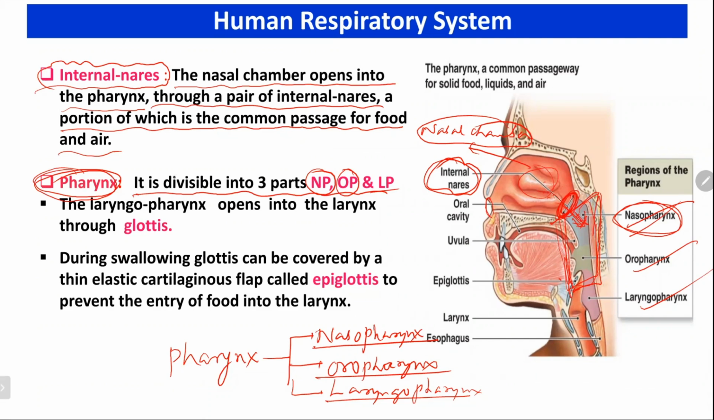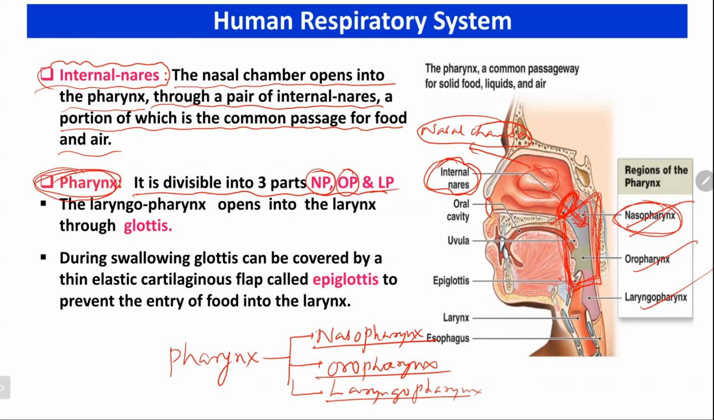Now, the next component of the human respiratory system is the pharynx. Pharynx is also known as the throat. You can clearly see it here. This is the pharynx, also called the throat. What is the specialty of the pharynx? The pharynx acts as a common passage for both food and air.